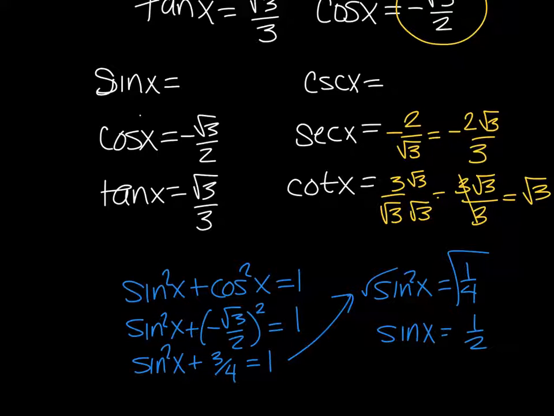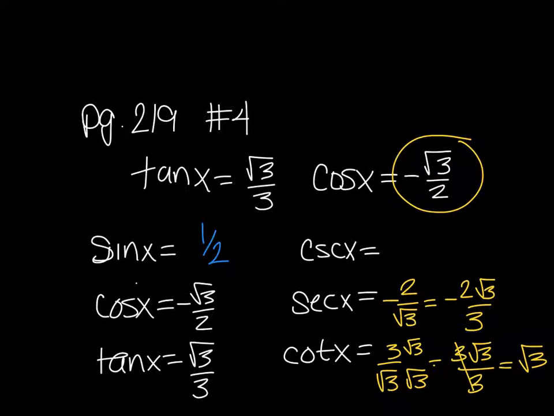But I have to figure out if it's positive or negative. So if we look at what we were originally given, tangent's positive, cosine's negative. The only place that happens is in the 3rd quadrant. And so sine then is the y value, which is negative. So this would be a negative 1/2. And then I can flip that over to give me cosecant, so I get negative 2.